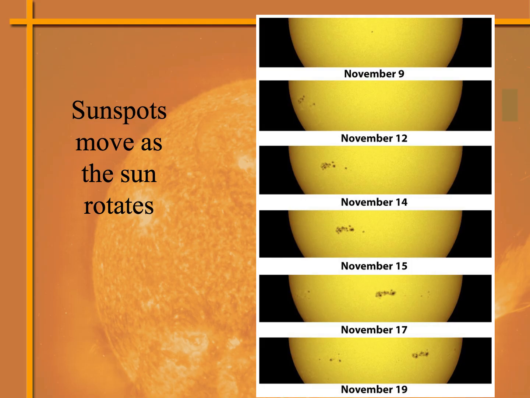Here you see a family of sunspots as they move across the sun's surface over the course of several days. This is how we can measure the rotation rates of different areas of the sun. Equatorial spots move a lot faster than spots nearer the poles.